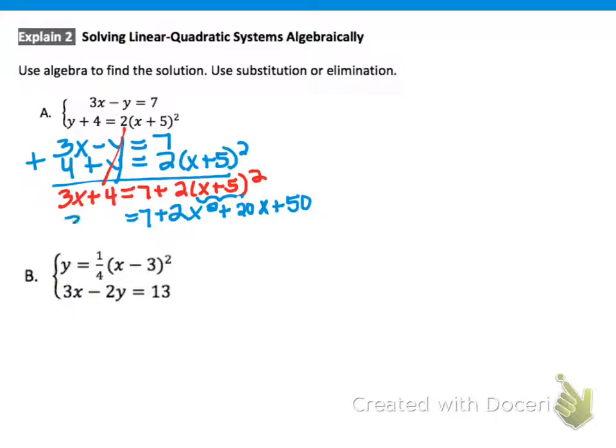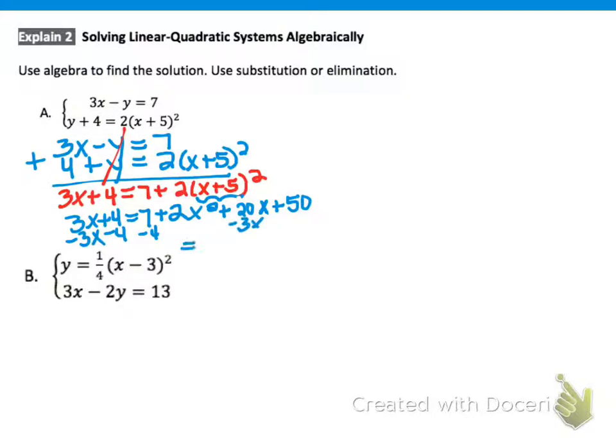We could also bring the 3x and the 4 over to the same side. So, oops, I forgot that this is, okay, so here we go. So now I'm going to bring and put everything together. So let's see, subtract the 4 from both sides and subtract the 3x. I'm sorry, this is getting a little bit messy.